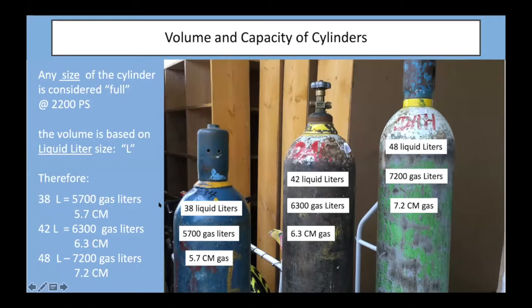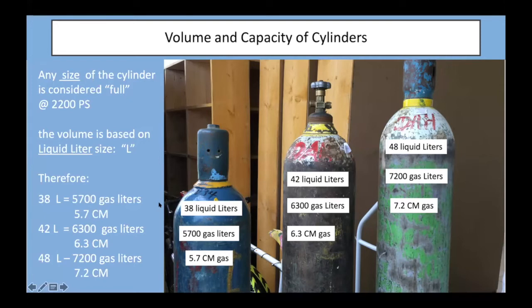So let's take a look at these different volume and capacities of cylinders. Any cylinder is considered full at 2,200 PSI. The volume is based on the liquid liter size. Now we can see some numerics here that compare and help to clarify the different expressions of volume. The smaller cylinder is 38 liquid liters. At 2,200 PSI, you would have 5,700 gaseous liters, which could also be expressed in cubic meters of gas as 5.7.